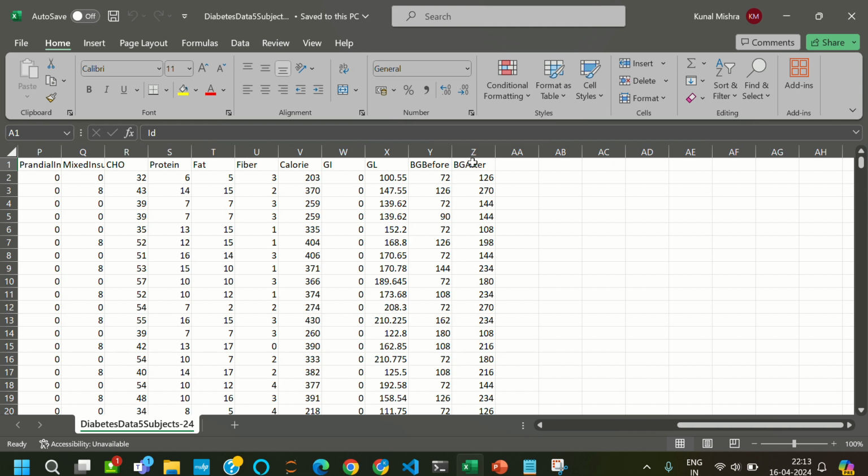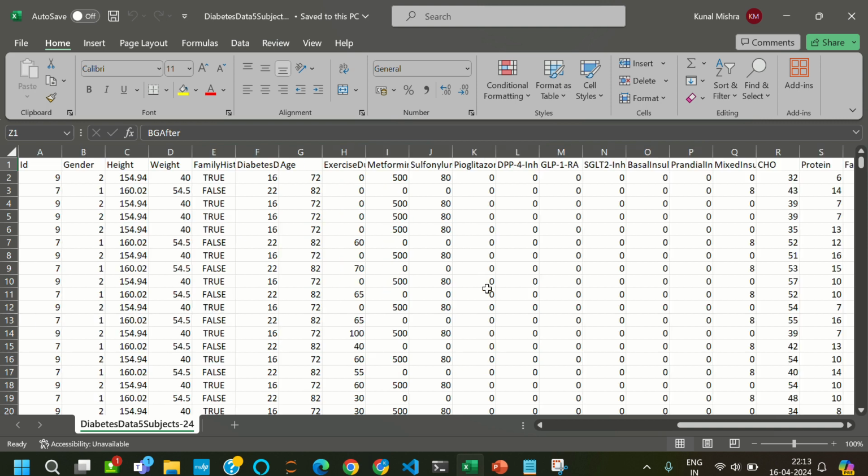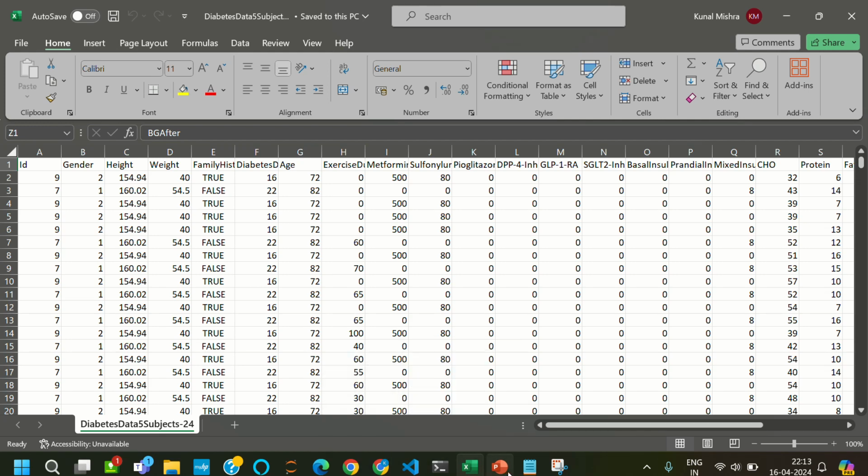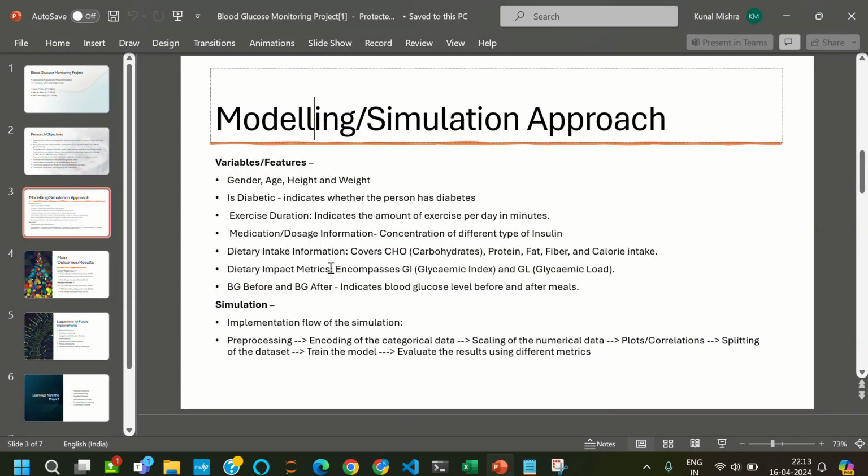So our target variable was the BG after value which we want to predict by the simulation or modeling. So now there were variables or features which were required for the prediction. So the features were gender, age, height, and is diabetic, that indicates whether the person has diabetes or not. Then the exercise duration or some medication or dosage information. Also some dietary information like carbohydrates and calorie intake, etc.